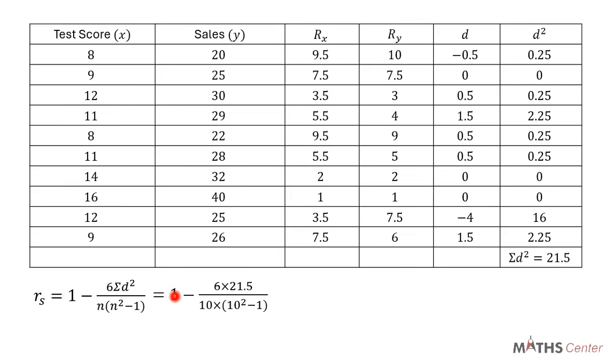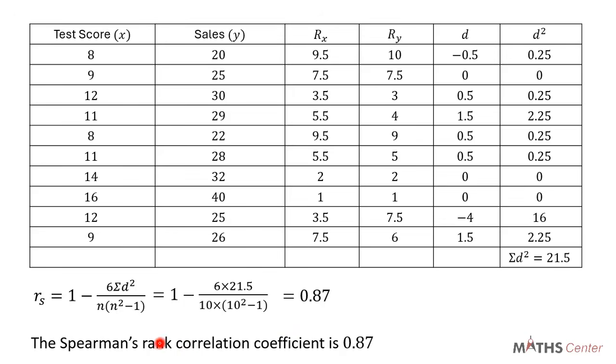When we do that, we have 1 minus 6 times sigma D squared is 21.5, so 21.5 divided by n is 10, so 10 times into bracket 10 squared minus 1. And this gives us 0.87. So the Spearman's rank correlation coefficient for the data is 0.87. Let's consider another question.